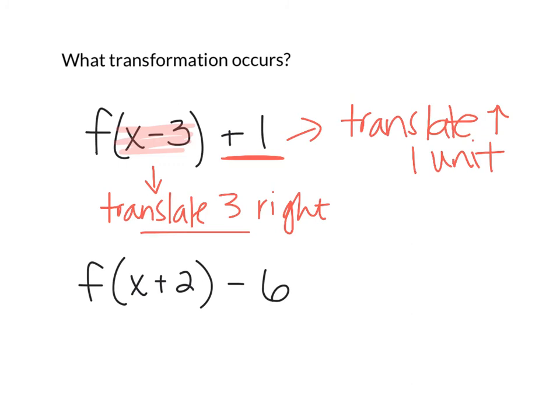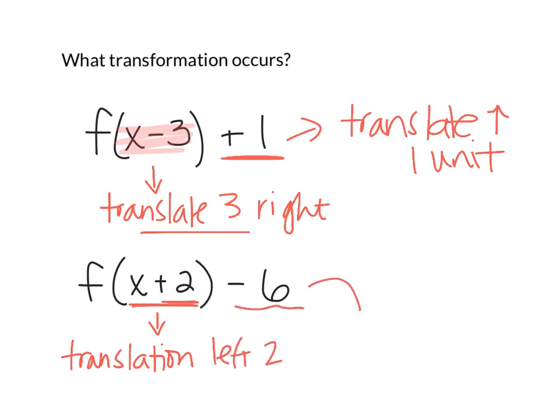Okay, this bottom one, same thing here. Let's look at this part. This is going to be a translation. And if it's just to the x value, this is going to make it go left 2 units. And then this part, minus 6, that's going to make it translate down 2 units. Okay, so that's what the double rules look like. We're not going to get any harder than that.